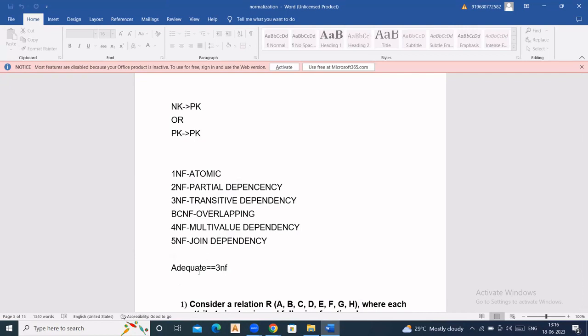And add this point in your notes. Yes, I've written it here: adequate.